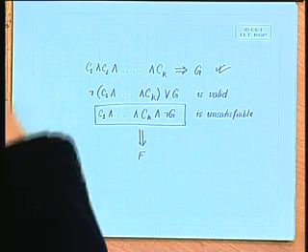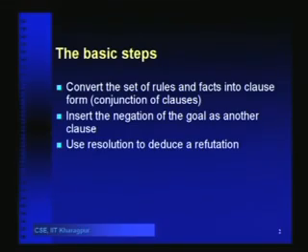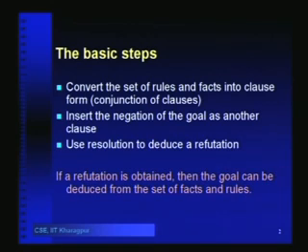So, if we use resolution to deduce refutation, then if a refutation is obtained, then the goal can be deduced from the set of facts and rules. But recall that because of the semi decidability of first order logic, it may also be possible that we continue forever and we are not able to deduce false, right, and that resolution continues forever. That will happen for the kind of formulas that I had shown you previously, which have functions within the predicates, and there is a recursion in the function which never terminates.